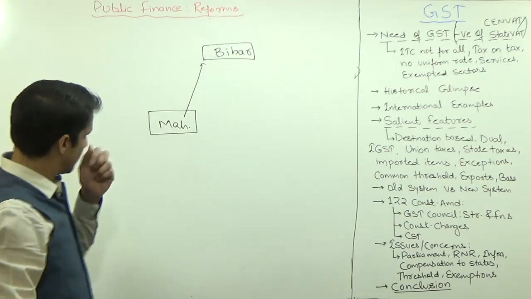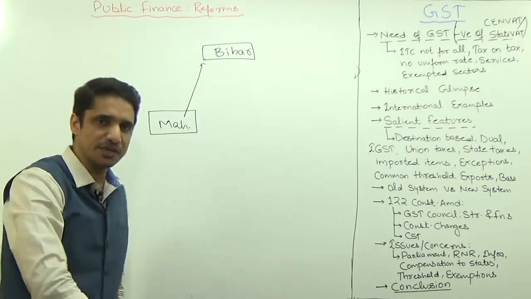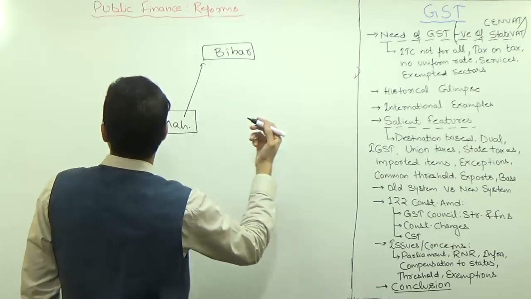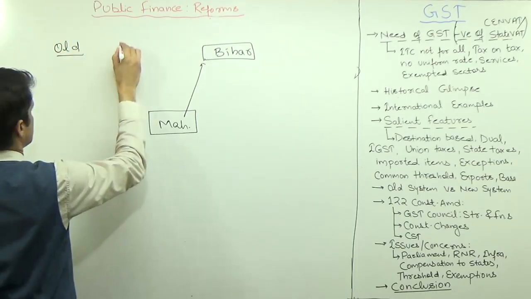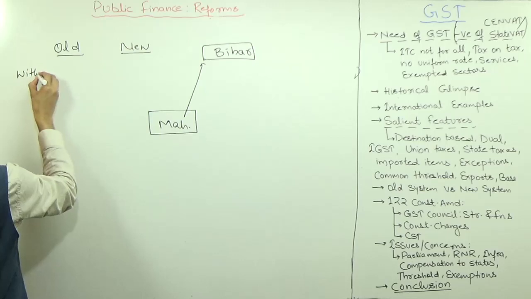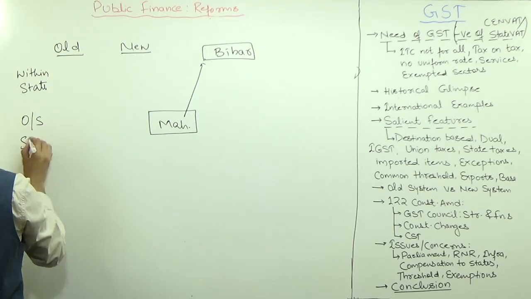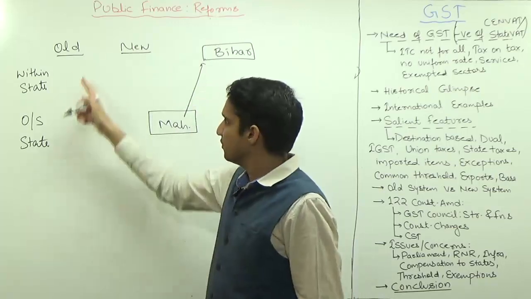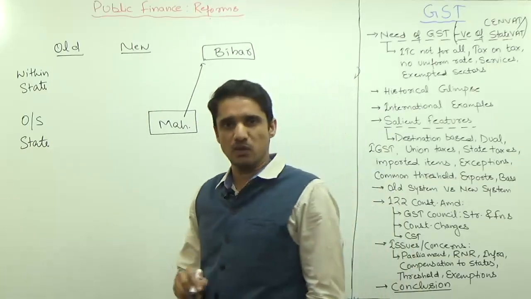So suppose one company wants to sell commodities from Maharashtra to Bihar. Destination based means, at present what is the system? The existing system, let's discuss here. Old system, and suppose this is the new system. Within state and outside state. If you want to sell the commodities within the state and if you want to sell the commodities outside the state. So this is the example of selling the commodities outside the state.